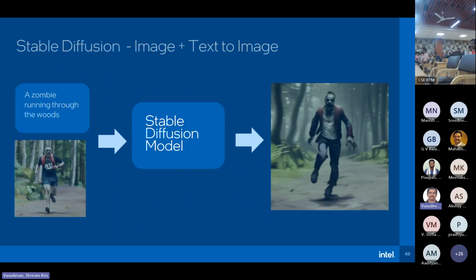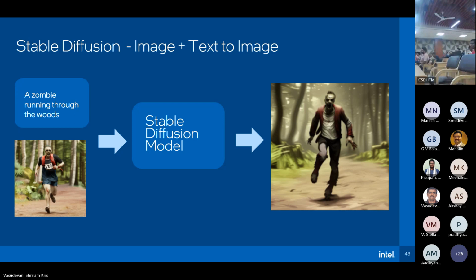So is this the only thing that stable diffusion does? No. I'm going to give a text input, and along with that, I can also give an input which is called an image input. The stable diffusion model will be able to combine the crux of the text plus the image, and give you the newly generated image, and that's what is presented here. A zombie running through woods is the text I have given. You can see that I have got an image sample here. These two will be combined together, and our stable diffusion model will be able to generate a new image.